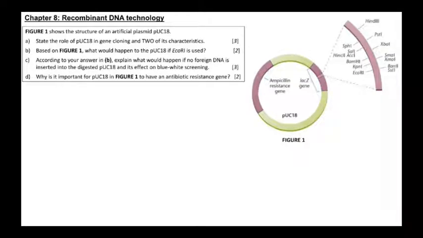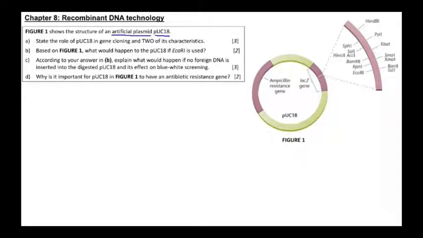In this video, I'm going to discuss two questions on Chapter 8, Recombinant DNA Technology. The first question here is about the artificial plasmid called pUC18. Always read the question. Figure 1 shows the structure of an artificial plasmid pUC18.